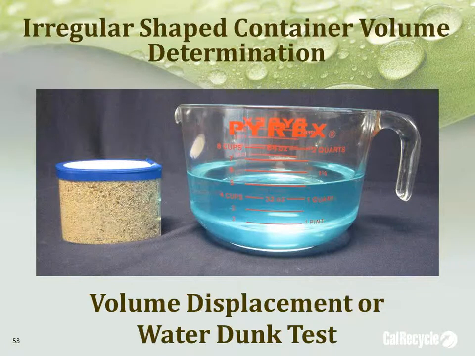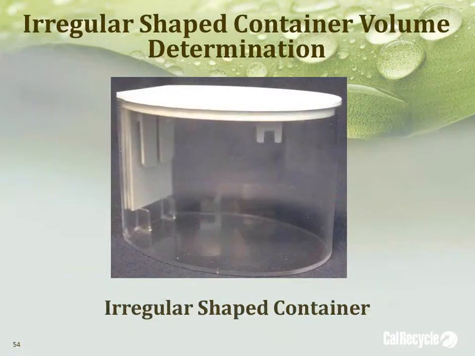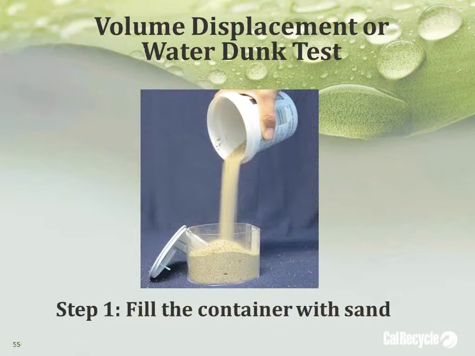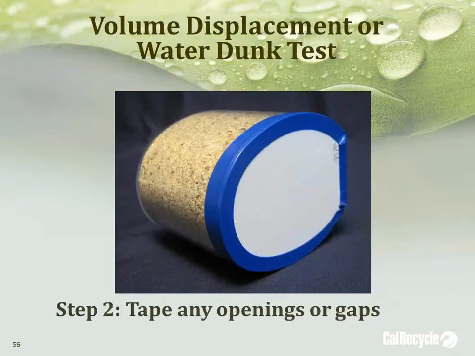Another method that works well to measure the volume of irregular shaped containers is the volume displacement or water dunk test. For example, the volume of this irregular shaped container would be difficult to calculate using a standard formula. Therefore, the volume displacement test would work very well for this type of container. First, fill the RPPC with sand to sufficiently weight the container so that it will sink into the water. Next, tape any tiny openings that could allow water to seep from or into the container.